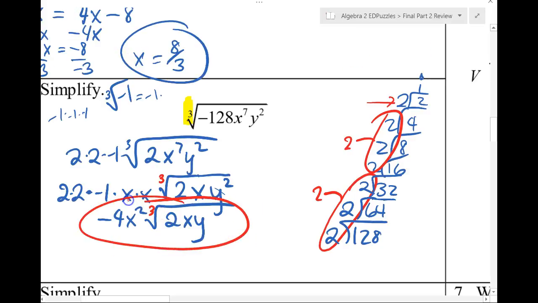Okay? So the biggest thing was first look at that number, break it down with the birthday cake method. Every time, and then look at the index. That will tell us how many we circle. And from each of those groups, you take out one of those numbers. That's where the 2's came from. And if you have a negative, then take out a negative 1. And if you don't, then you don't have to do that step. And then look at the variables and divide the exponent by the index. However many you get when you divide, that's what goes outside, and the remainder stays inside. Okay?